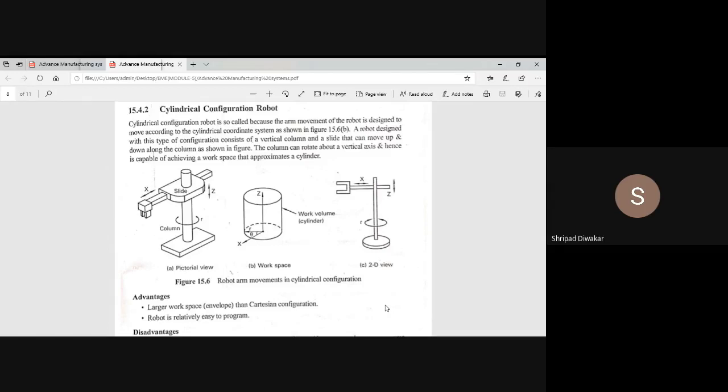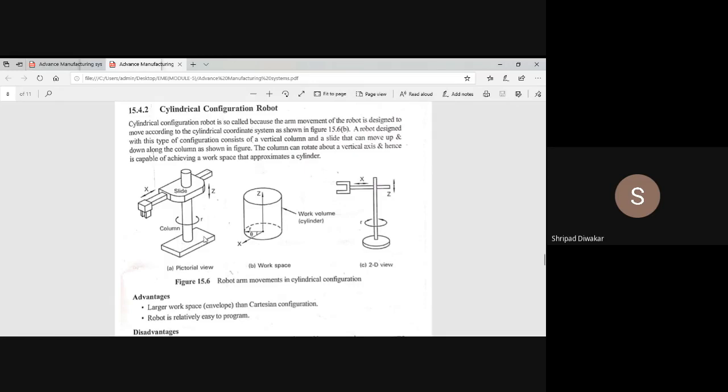You see the next configuration, that is called as cylindrical configuration robot. Okay, cylindrical configuration robot is called because the arm movement of the robot is designed to move according to the cylindrical coordinates. Okay, you studied Cartesian coordinates and cylindrical coordinates. Here the robot is designed to move in cylindrical coordinates. I think r and theta are the parameters in case of the cylindrical coordinates.